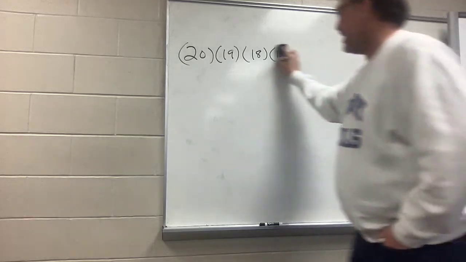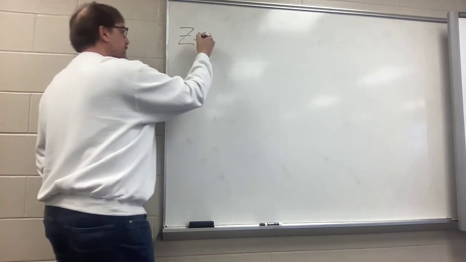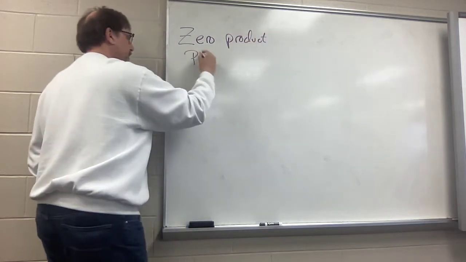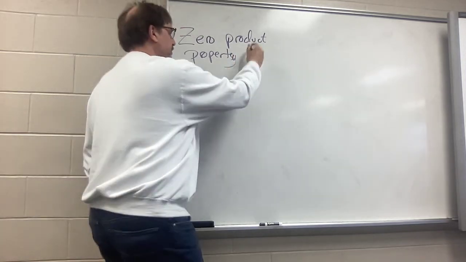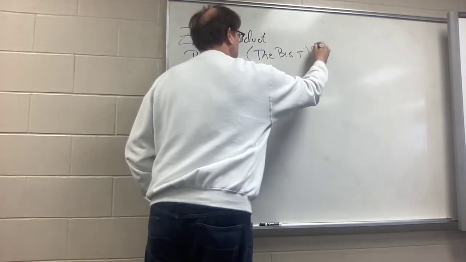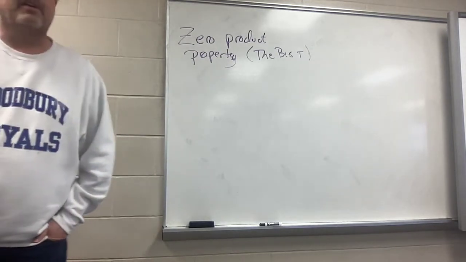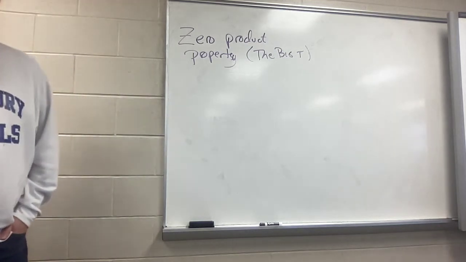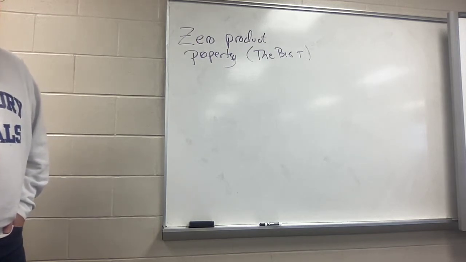So following up on factoring is something called the zero product property. If you had me before in Algebra 2, we call it the big T. And you'll notice that it's going to look like a big T. Here's why the zero product property is so darned easy.